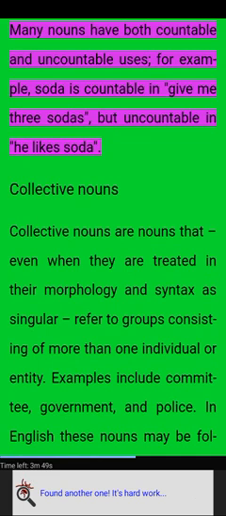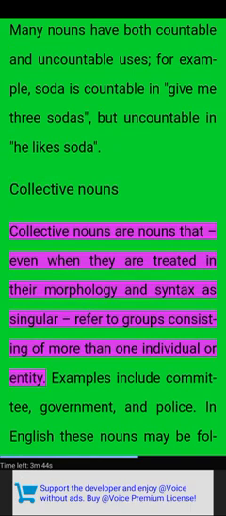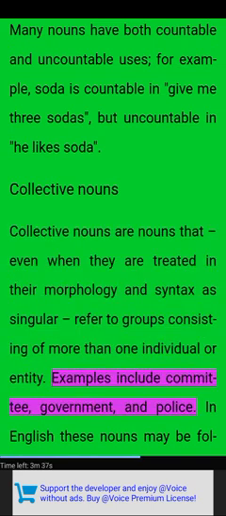For example, soda is countable in "give me 3 sodas," but uncountable in "he likes soda." Collective nouns. Collective nouns are nouns that, even when they are treated in their morphology and syntax as singular, refer to groups consisting of more than one individual or entity. Examples include committee, government, and police.